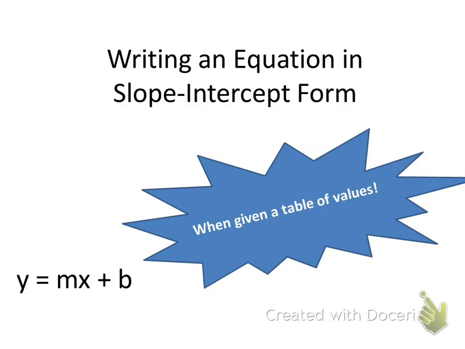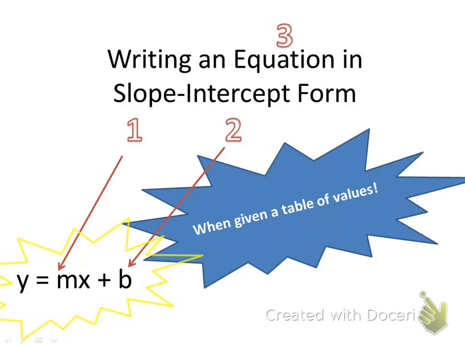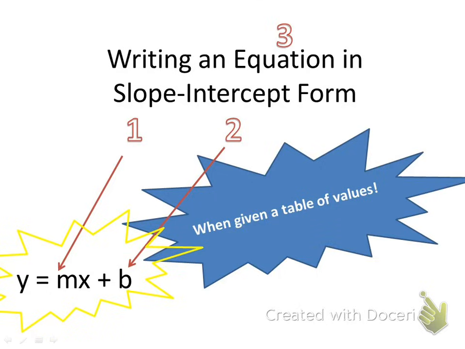Since we've already talked about slope and y-intercept, writing these equations should be easy as 1, 2, 3. 1. First, we'll find the slope. The slope will be represented by m in the equation. 2. Next, we'll find the y-intercept. That's represented by b in our equation. Then last, 3, we'll write our equation in y equals mx plus b form.